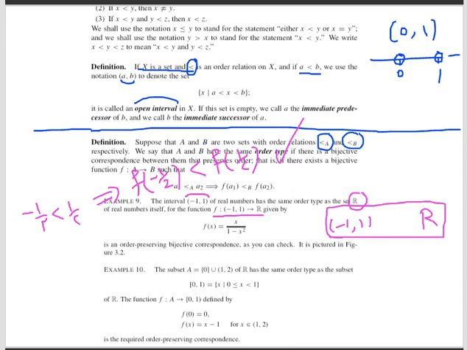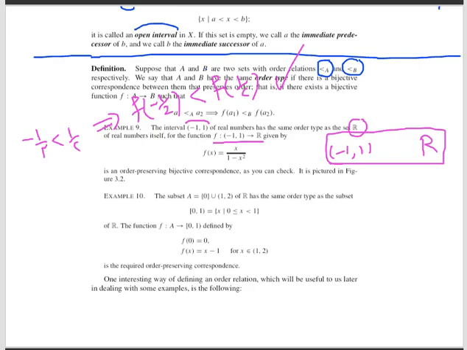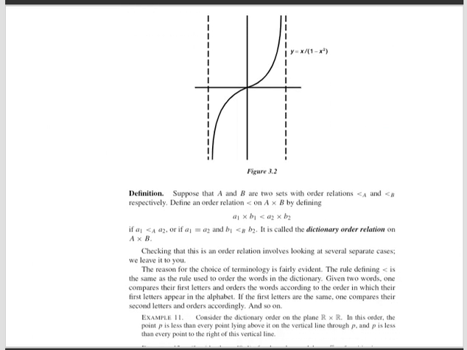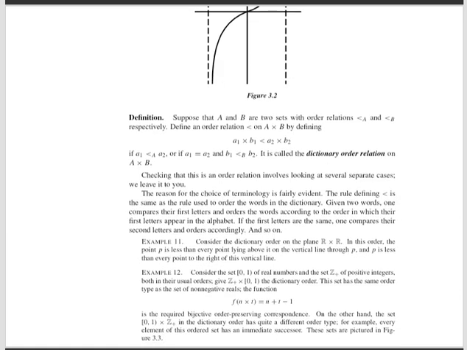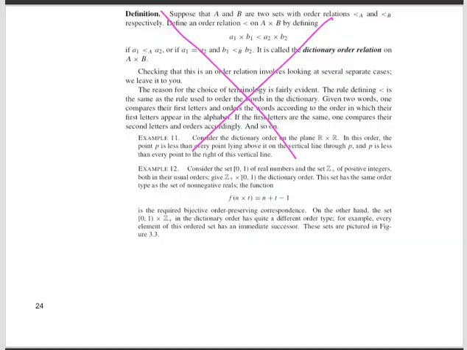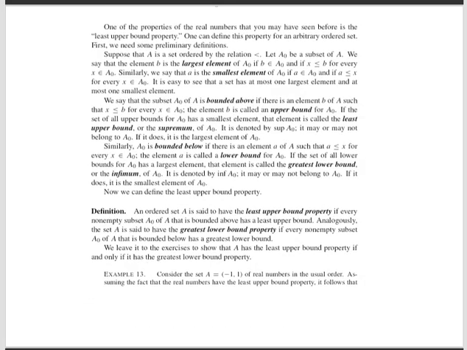Also, we have another example, example 10. You can see that it's interesting. And this is dictionary order. We delete this from our studying. We don't need this and don't study it. Okay. Supremum and infimum. Okay.